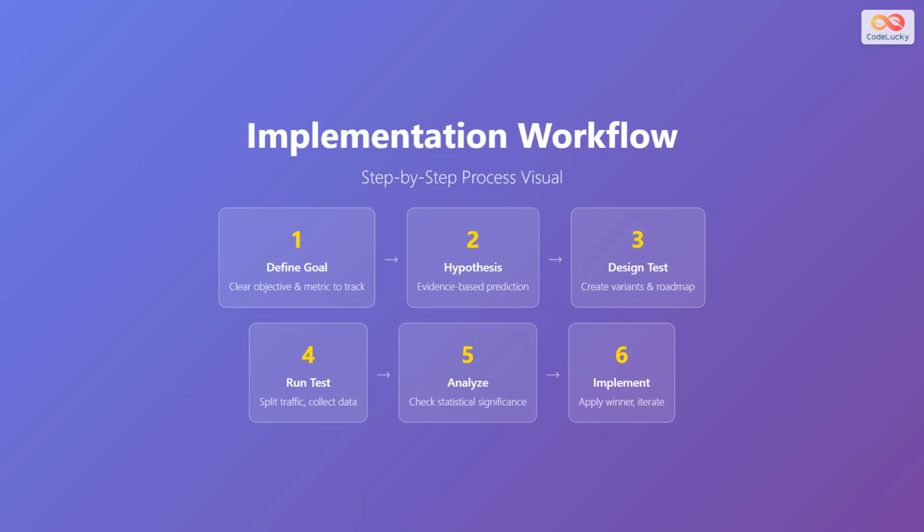Step 4 is to run the test. Split your traffic between the two versions and collect data from real users over time. Step 5 is to analyze your results. Check whether the differences are statistically significant and whether they're meaningful for your business. Step 6 is to implement and iterate. Apply the winning changes to your live site, and then start the process again with new tests to continue improving. This systematic approach ensures your testing efforts are organized, measurable, and focused on continuous improvement.